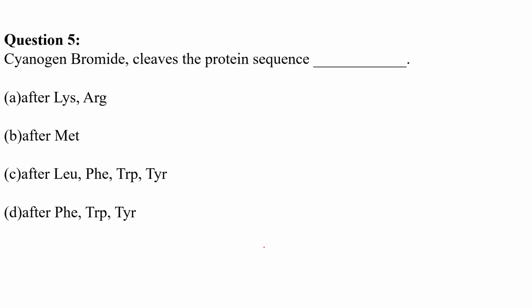Moving on to the next question, question number 5. Cyanogen bromide cleaves the protein sequence. Option A, after lysine, arginine. Option B, after methionine. Option C, after leucine, phenylalanine, tryptophan and tyrosine. And option D, phenylalanine, tryptophan, tyrosine.